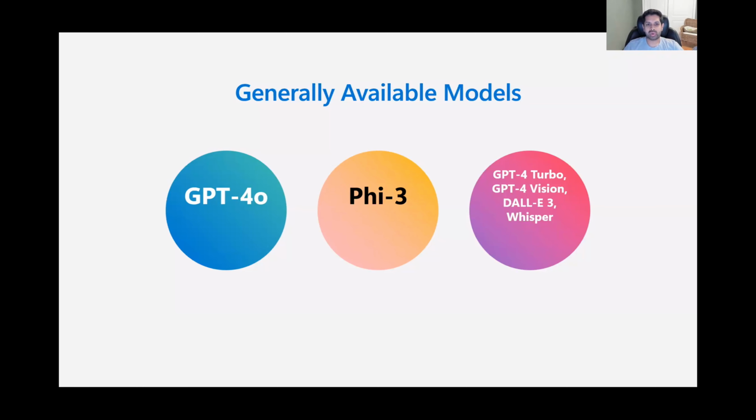We also went GA with GPT-4 Turbo, which is our text-based model. And then GPT-4 Vision, which can do text and video, as well as DALL-E, which does image from text. And then lastly, we went GA with Whisper, which does audio understanding and reasoning. Next slide.